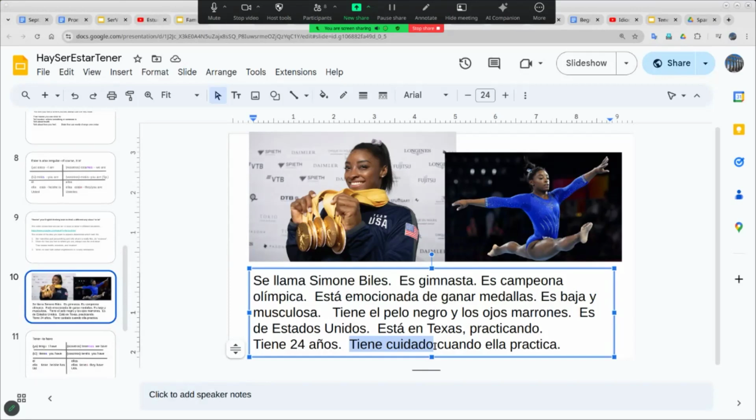Tiene cuidado, she's careful. Tiene cuidado cuando ella practica. She is careful when she does practice. Tiene cuidado. She is careful. Bien, see? So this is a little description that combines many different verbs where sometimes in English we're just going to say she is, she is, she is.